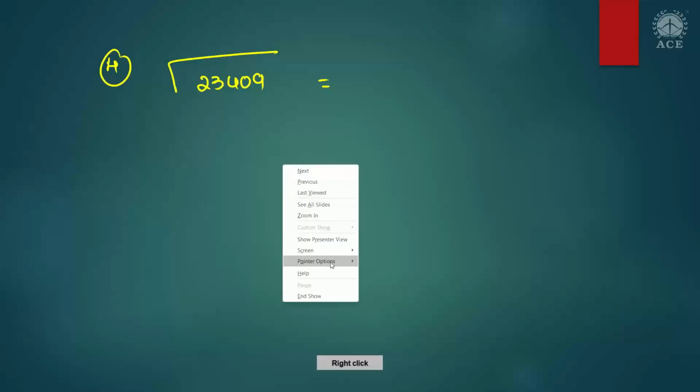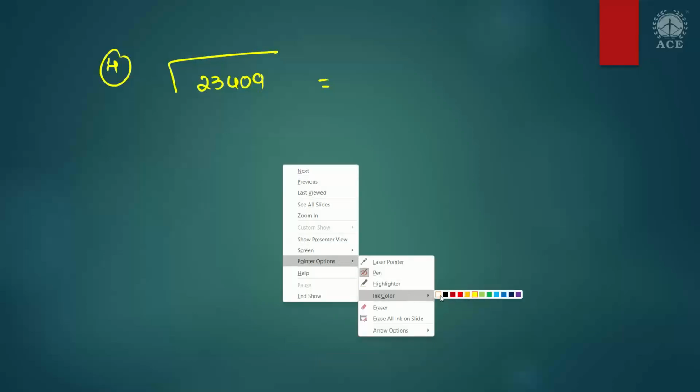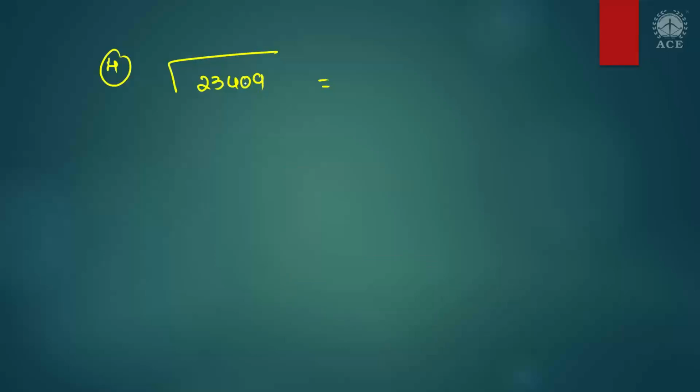What are the possible answers for the square root of 23,409? As it ends with 9, we know 3 square also ends with 9, and 7 square also ends with 9. So this may end with 3 or end with 7, both possible.